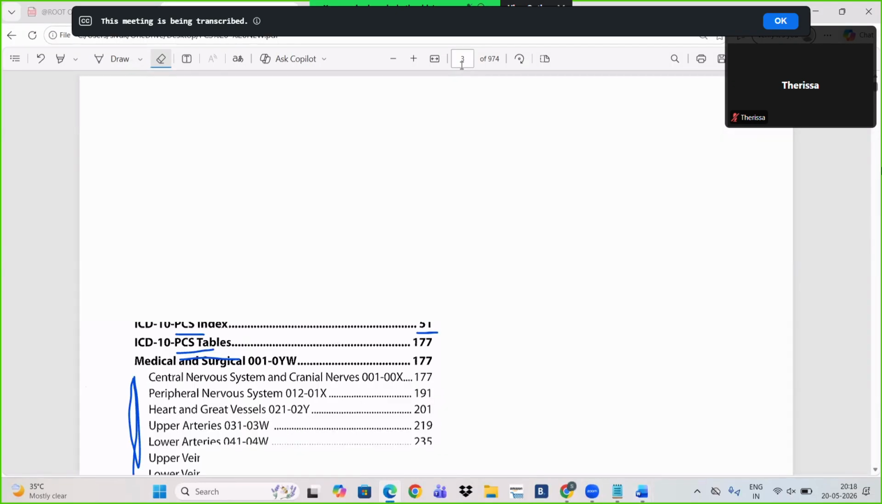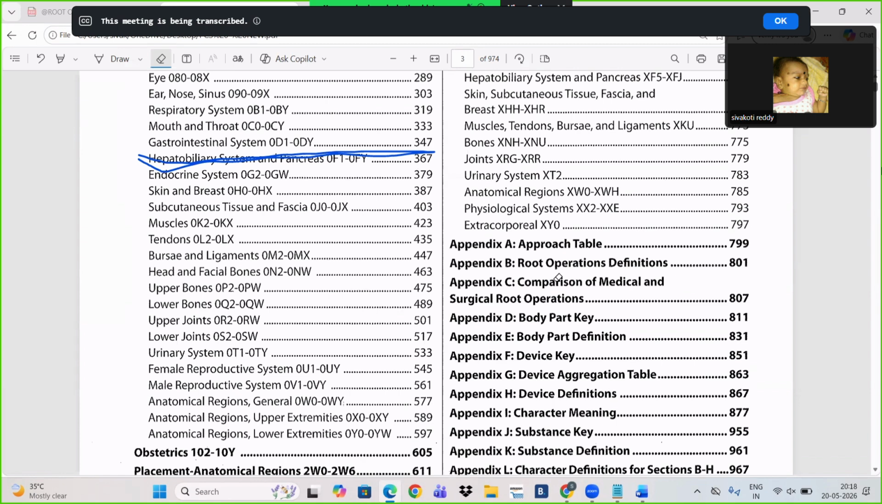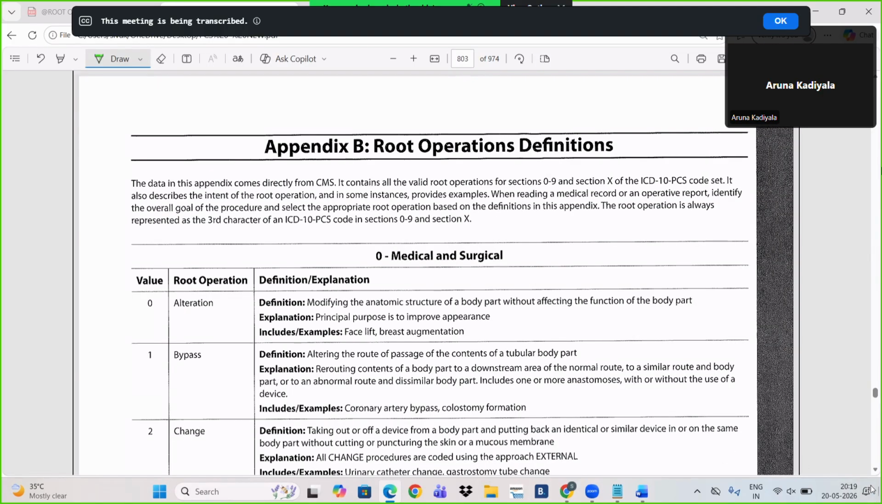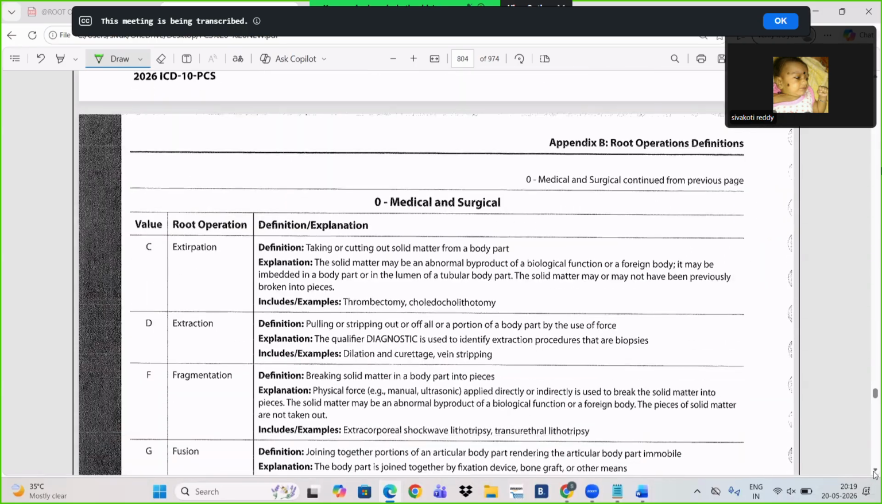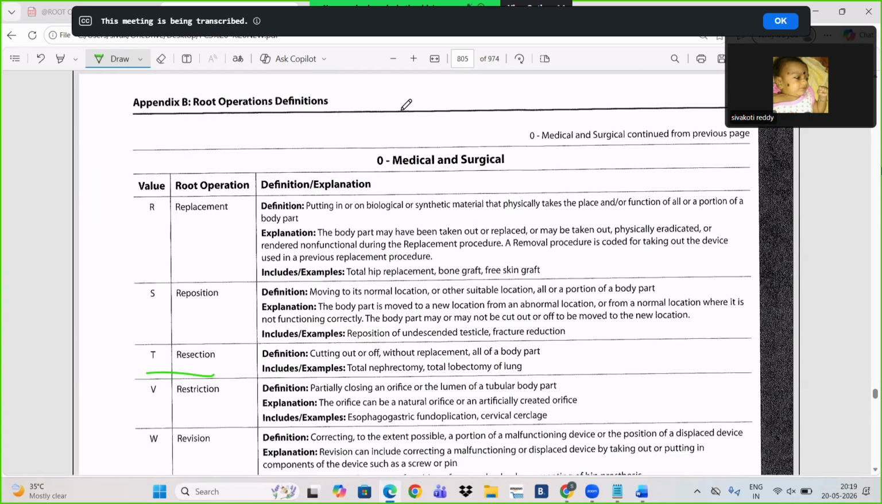If you go to the table of contents, under Appendix B, you will get all the root operation definitions and values. No need to remember the values if you are unable to; everything is in the book, and we just need to go to the particular page. So here check the excision value, excision B, resection T, correct?